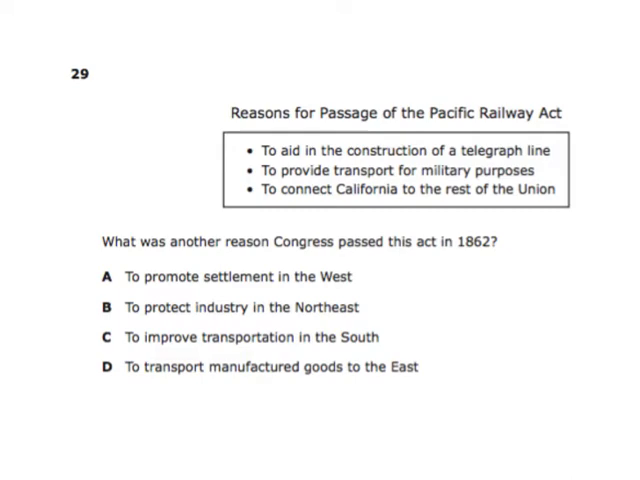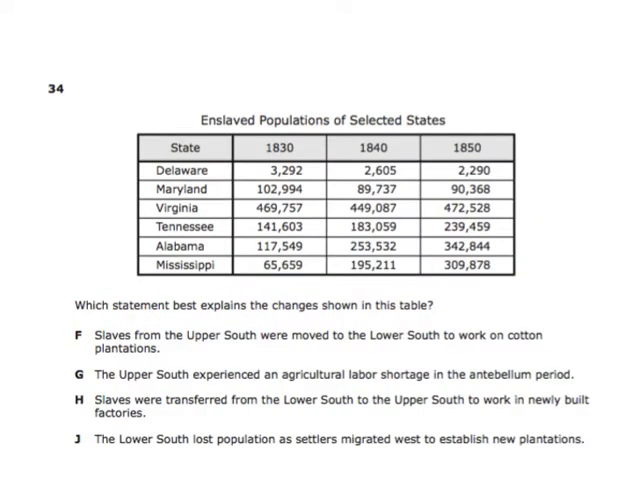Reasons for passage of the Pacific Railway Act. To aid in the construction of a telegraph line, there you go, telegraph. To provide transport for military purposes, to connect California to the rest of the Union. What was another reason Congress passed this act in 1862? To promote settlement in the West. Think about it. California's out west. We're trying to connect California to the rest of the Union. We're trying to promote people wanting to settle out west. Manifest destiny always plays a role there.